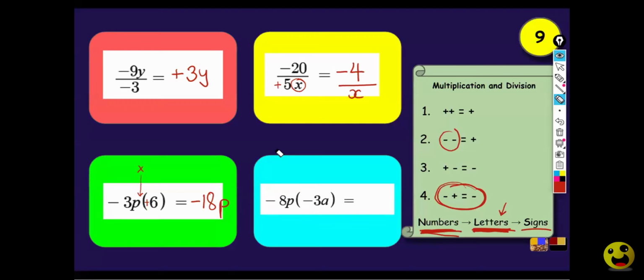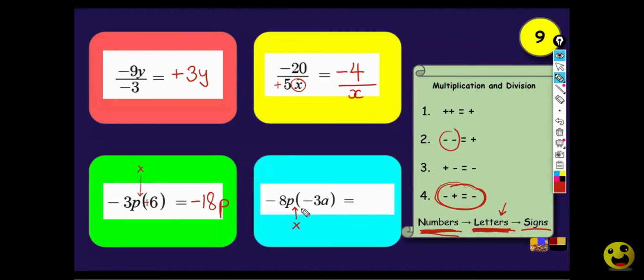Look at the next one. The blue one has 2 types of letters. That is not a problem. We can deal with that. Because technically, this is a multiplication question, because there's a secret multiply between the P and the brackets. So we just follow these rules. Do numbers, then letters, and then signs. And it will always be easy.